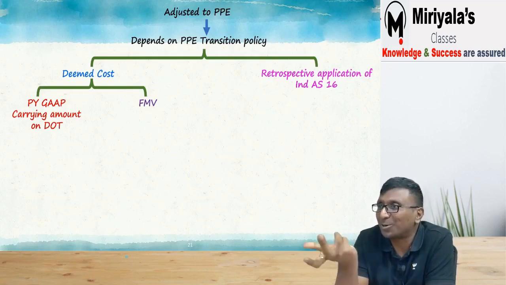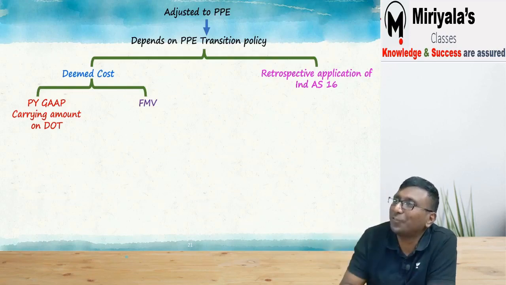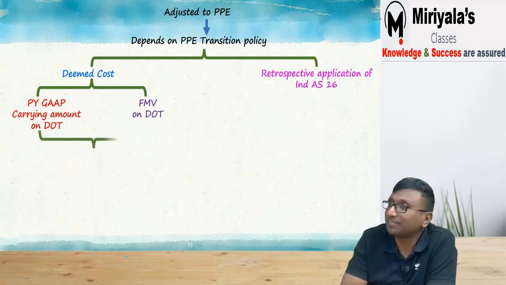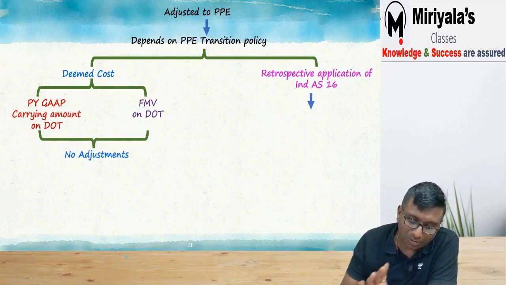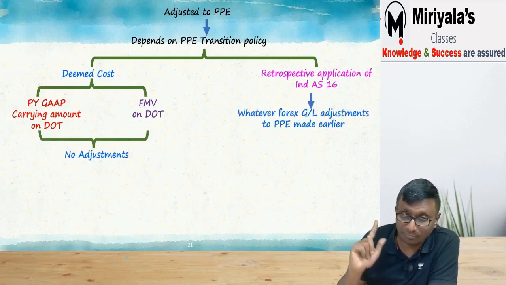You added or deducted, how does it matter to you? Then take the fair market value. That's all. Keep quiet. I hope you understood, my dear. This is the matter exactly. No adjustments are going to happen.